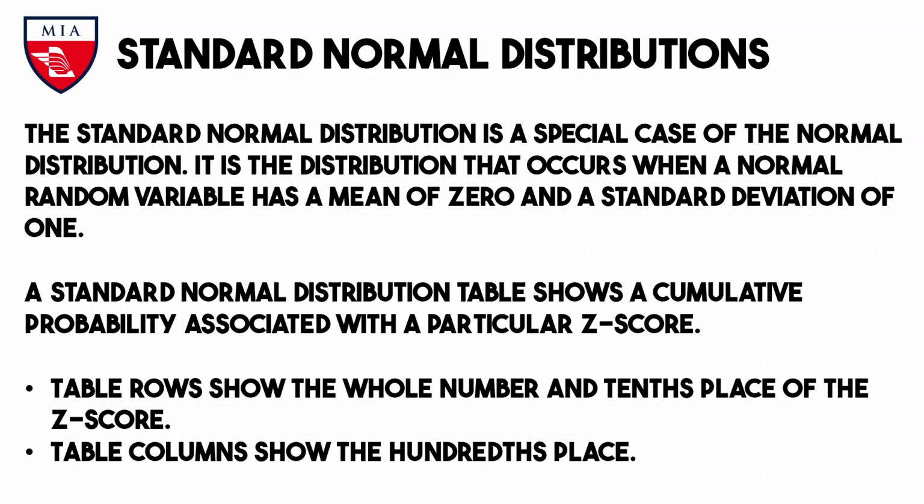It is the distribution that occurs when a normal random variable has a mean of 0 and a standard deviation of 1. So, if a normal random variable has a mean of 0, so we have mu equal to 0, and a standard deviation of 1, wherein our small sigma is equal to 1. In the standard normal distribution, we will discuss mainly what?